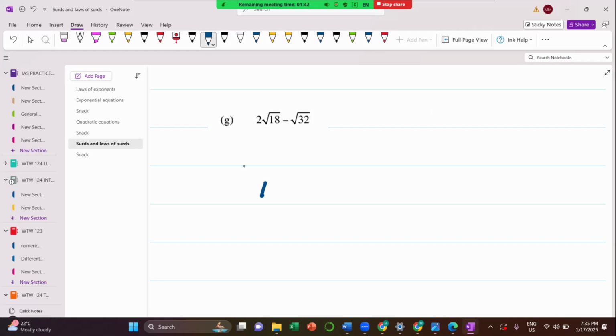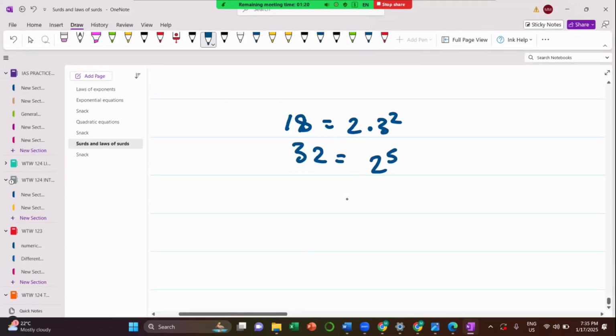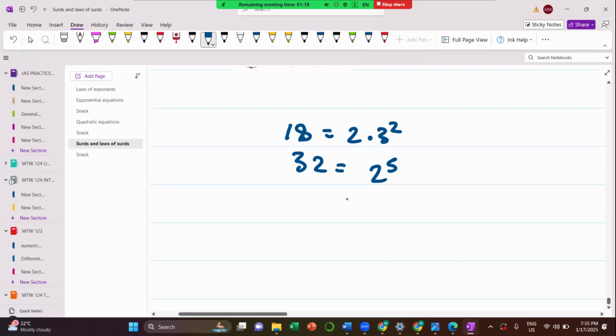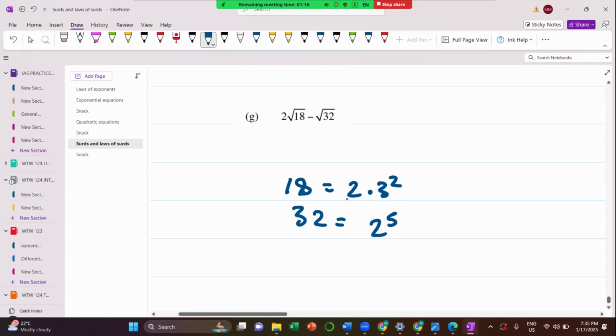So we have to find the factors of what? 18. What are the factors of 18? 18 is equal to 2 times 3 squared. And what is 32? 32 is just equal to what? It's 2 to the exponent of what? 5, right? Are you guys okay? Yes, sir. Okay, so now let's solve the problem.